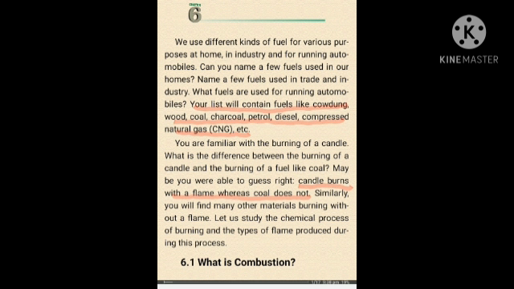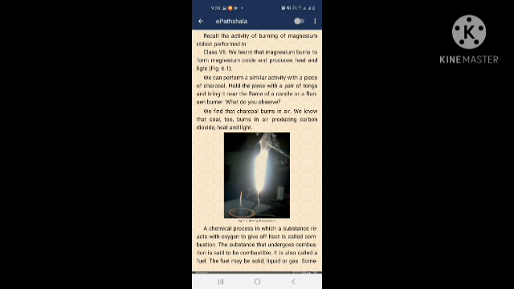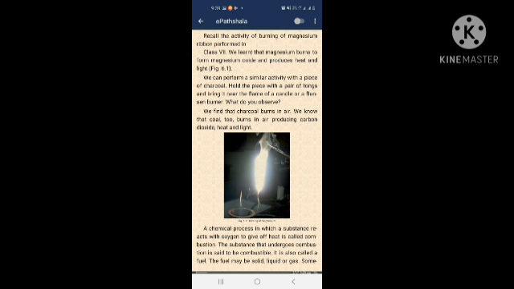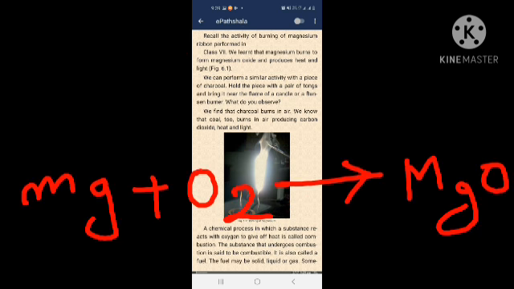First, we understand what combustion is. Take an example of burning of fuel, or we can say combustion. In seventh class we observed that when a magnesium ribbon is burned in the presence of air, it gives magnesium oxide with heat and light. The reaction is like this: Mg plus O2 gives MgO, means magnesium plus oxygen gives magnesium oxide, plus light plus heat.